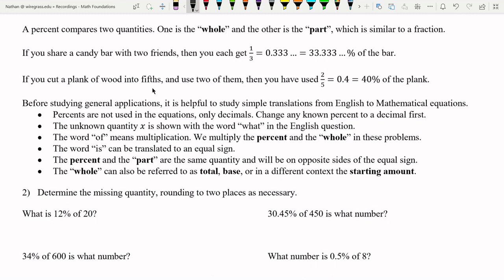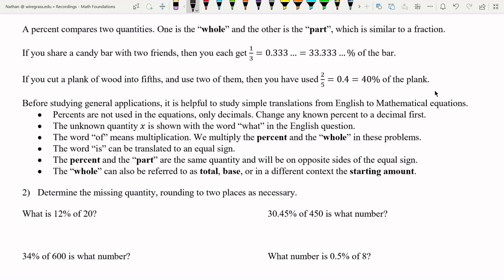If you cut a plank of wood into fifths, and you're going to use two of them, you've used 2 parts out of the total, the 5 whole parts that make up the plank. So in other words, it's going to be 0.4, or 40% of the plank has been used.